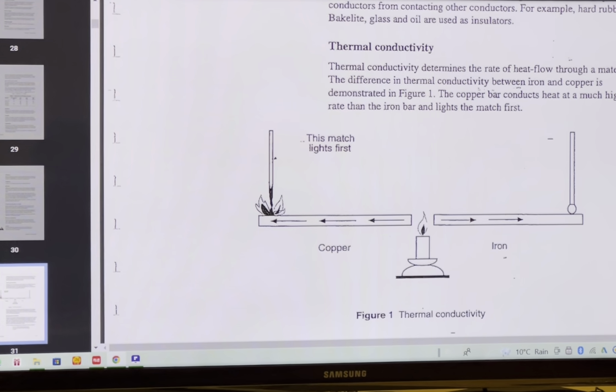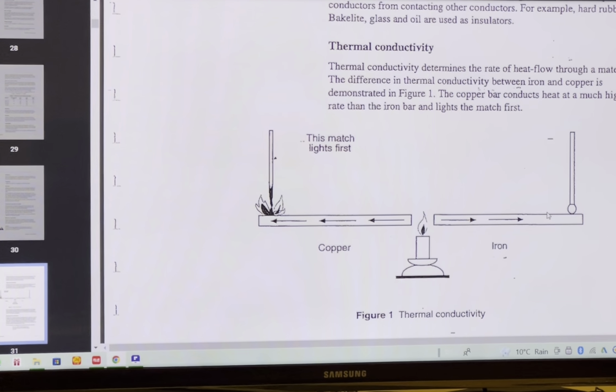Figure one, thermal conductivity. Can you see which one conducts heat more quickly? I think copper; iron is slow. The copper bar conducts heat at a much higher rate than the iron. Here you can see 1, 2, 3. At the same heat source, the left is the copper bar and the right is the iron bar. Copper conducts heat at a much higher rate compared to iron, which is lower.